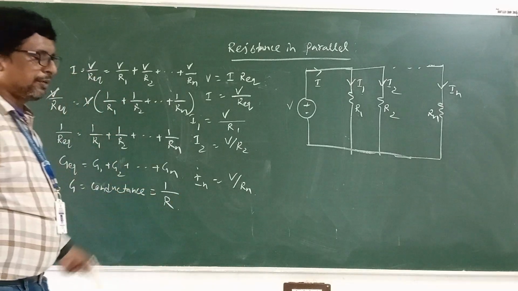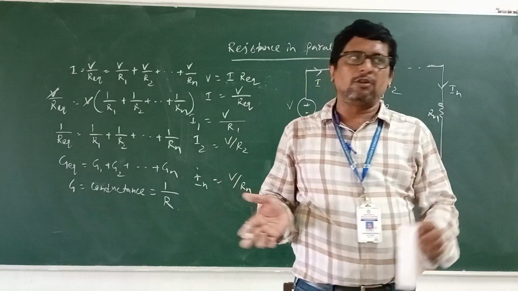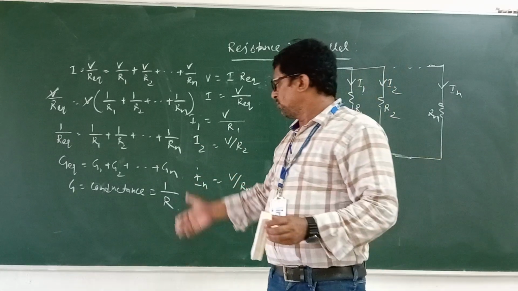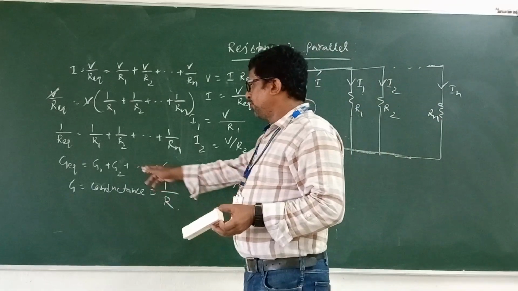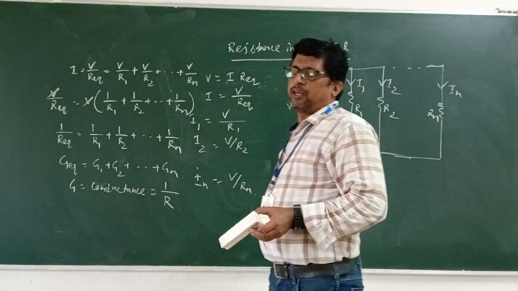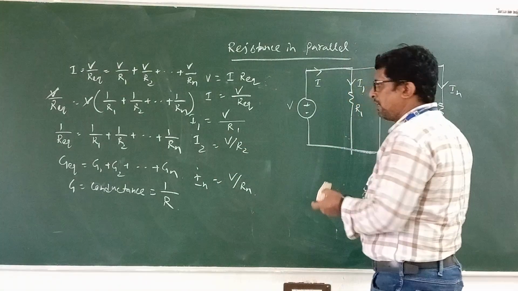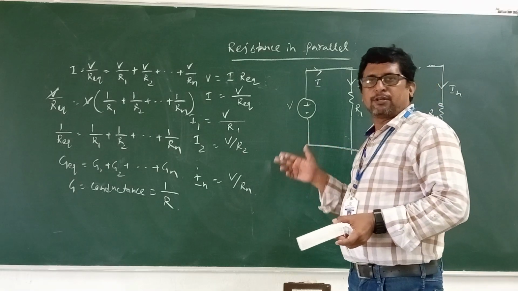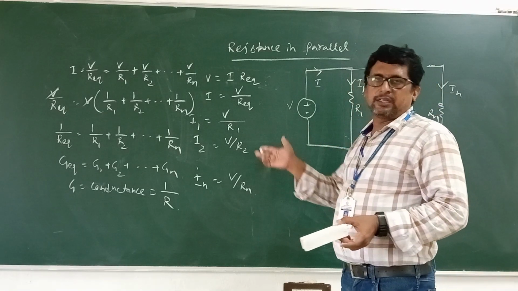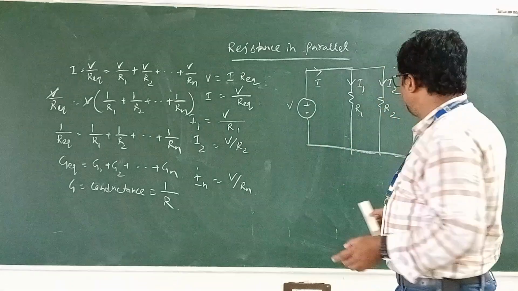Conductance means it will allow your current to flow, and resistance means it will oppose the flow of current. So the reciprocal of resistance is called conductance, and in a parallel circuit G equivalent equals the summation of all the conductances present in that circuit. In a series circuit, R equivalent equals R1 plus R2 plus up to Rn. In a parallel circuit, G equivalent equals G1 plus G2 up to Gn.